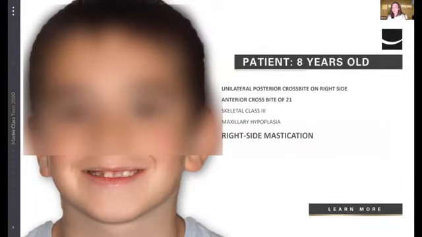I am going to show you a case of unilateral posterior crossbite in mixed dentition. This patient is 8 years old with unilateral posterior crossbite on his right side and anterior crossbite of 21, with skeletal class 3, maxillary hypoplasia, and right side mastication.